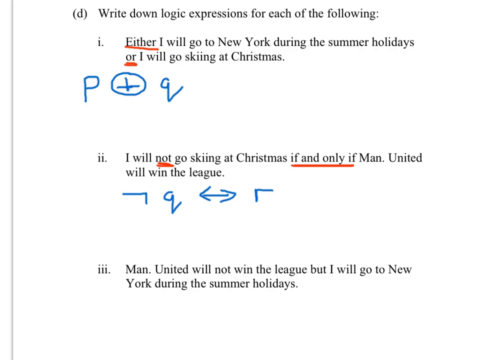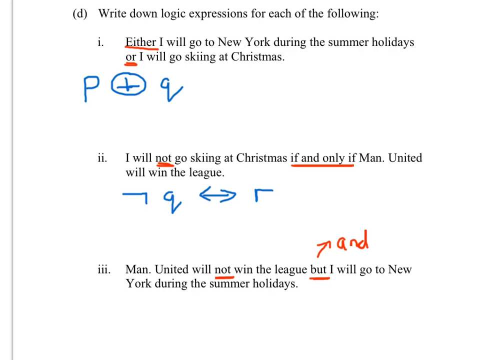So there's the solution. For part 3, we have the sentence: Man United will not, I'll underline not, win the league, but I will go to New York during the summer holidays. Now the but in this question is the same thing as saying and. So it's going to be the logical connective and.